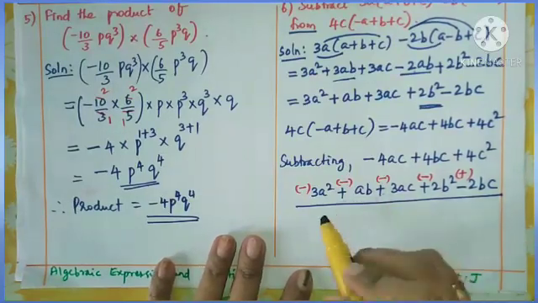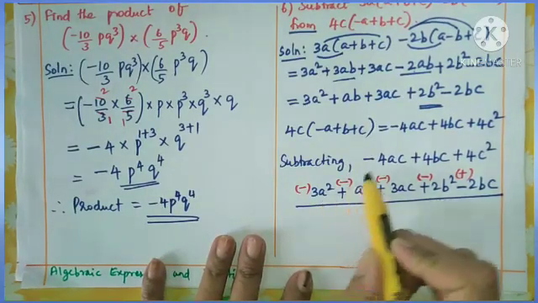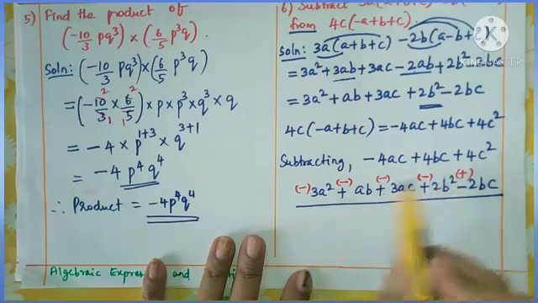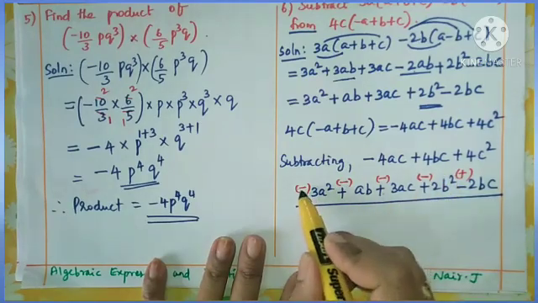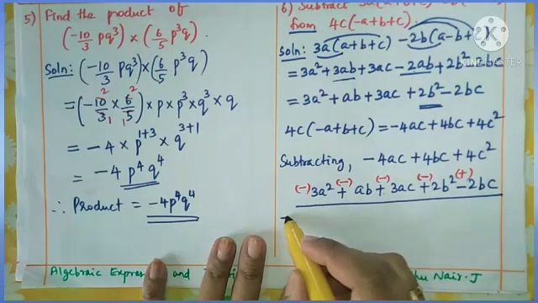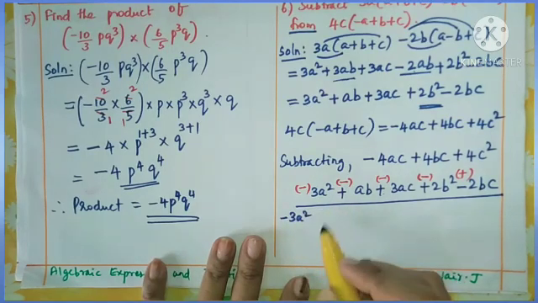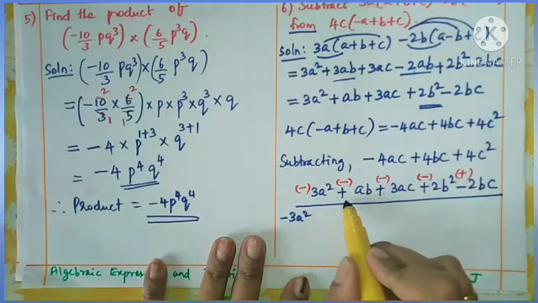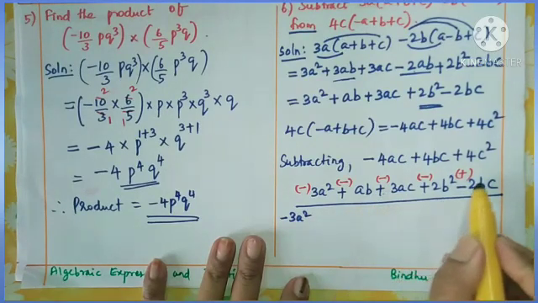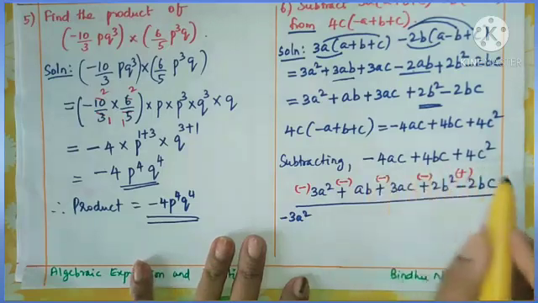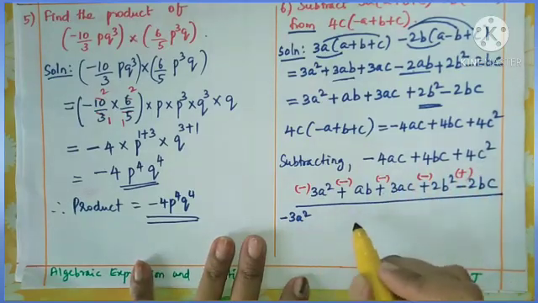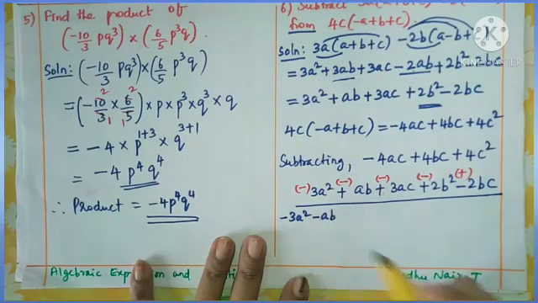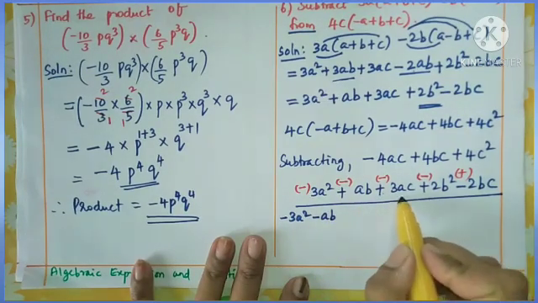You see here a square. Any a square term here? No. So you can write as it is. The sign is changed now, so it becomes minus 3a square. No other a square here. Now you take this second ab term. Here any other ab? No. So here the sign is changed into minus, so minus ab.